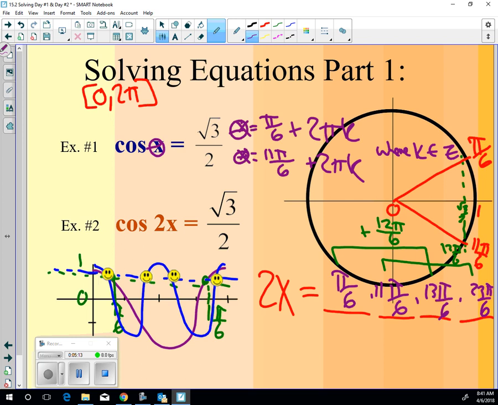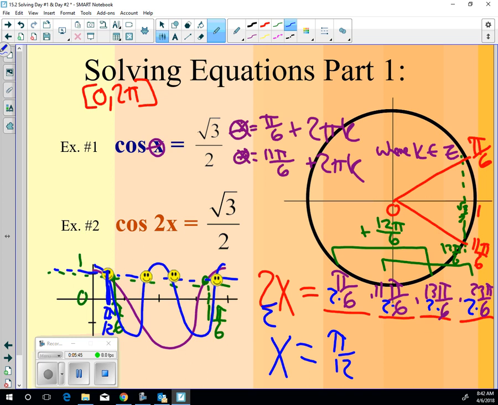Algebraically, what do you do? Divide by 2, right? Now you can see why I did twice as many, because when I divide by 2, it's going to bring it down between 0 and 2 pi. So I'm going to divide by 2, like that. And so my answer for x, or theta in this case, is going to be pi over 12. That's this first one, first smiley face, pi over 12.